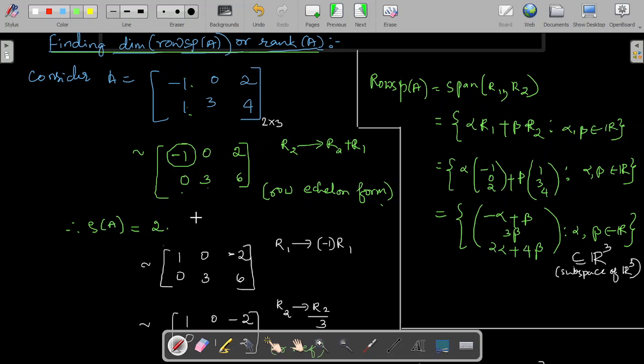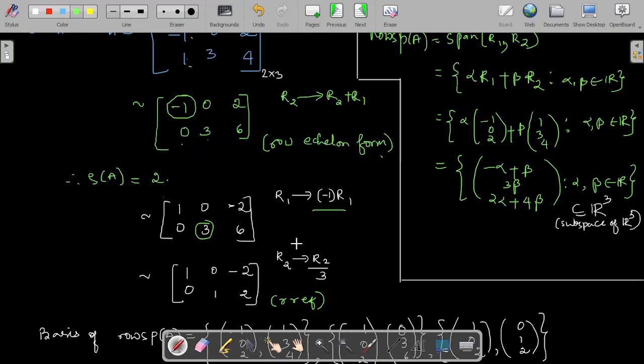Suppose if you want to still convert it into the reduced row echelon form, you can do that. First non-zero entry should be equal to 1. So multiply the first row by minus 1, 1, 0, minus 2, second row as it is. Now you have to make the second row's first non-zero entry also equal to 1. So divide the second row by 3. 1, 0, minus 2, 0, 1, 2. Elements above the pivot and below the pivot, you have to make them 0. Already they are 0. So now this is in the row reduced echelon form.